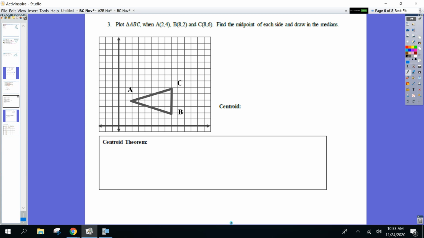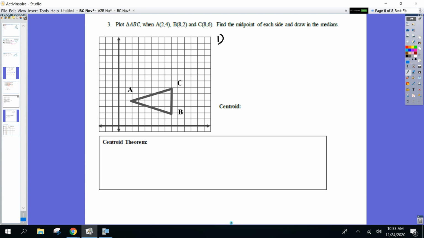Okay, everyone's got them graphed, A, B, and C. All right, here's the jobs. We need to draw in the median from each vertex. So I need to draw in the median from A to BC, B to AC, and C to AB. And as you guys know, medians go to midpoints. So that's what I need a couple of you guys to figure out right now.